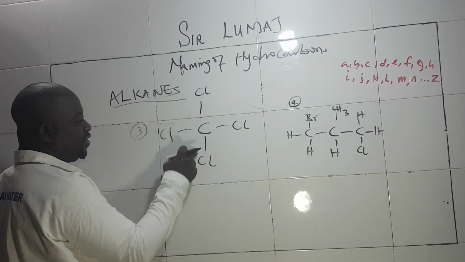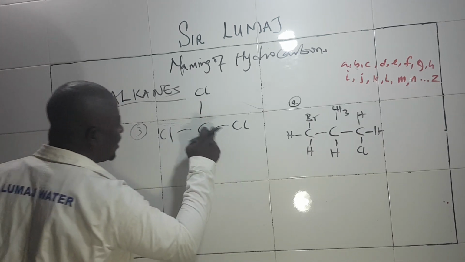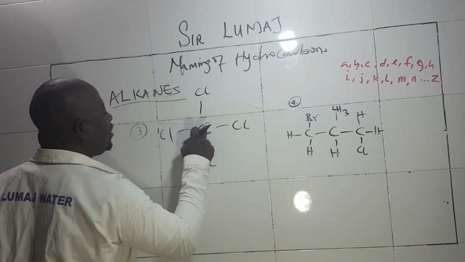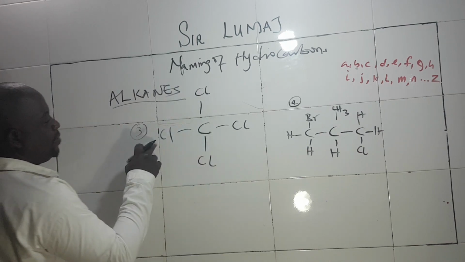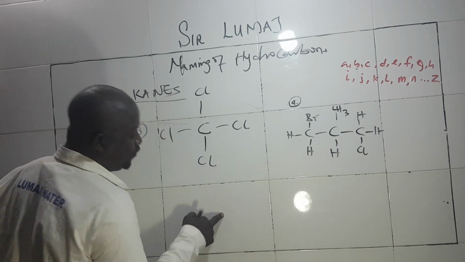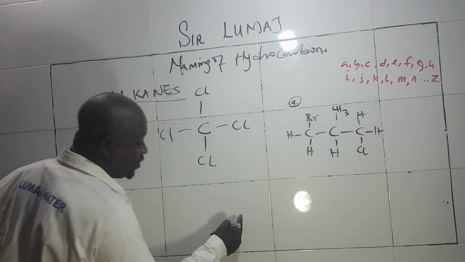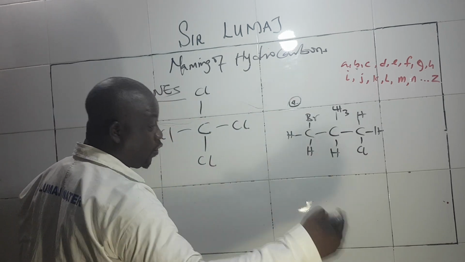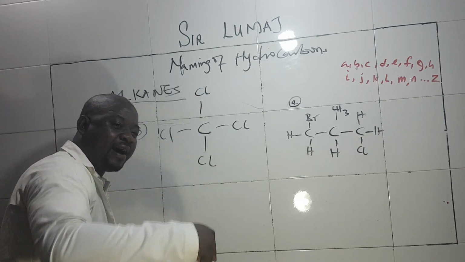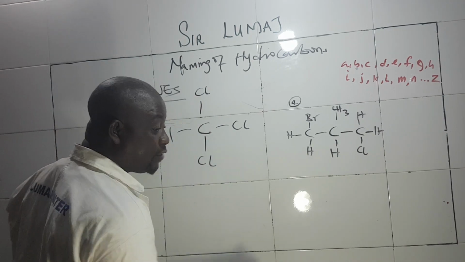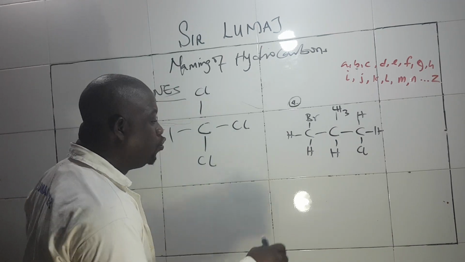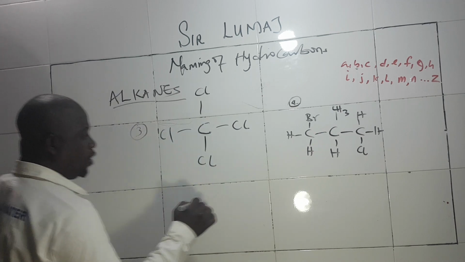Chlorine replaced, what do you call it? Hydrogen. So for us to name this now, you look at it that this is only one carbon. And I want to name it. Now, how many chlorine do you have on one carbon? You have how many? 1, 2, 3, 4. 4 chlorine. You will not say 4 chloro. No. If you say 4 chloro, that means that chlorine is on carbon number 4. But everything is on one carbon.